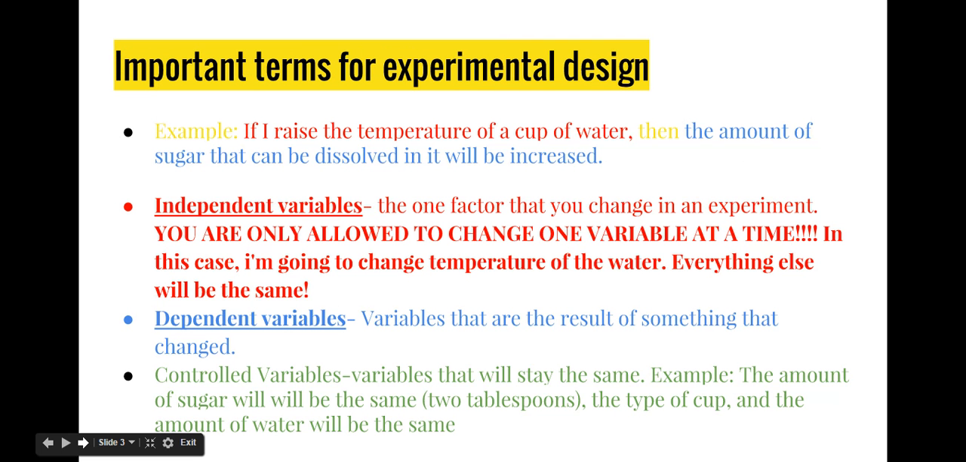So, some important terms for experimental design. I gave you an example of a hypothesis, and most hypotheses are written as an if-then statement. So in this hypothesis, I wrote, if I raise the temperature of a cup of water, then the amount of sugar that can be dissolved in it will be increased. All right.